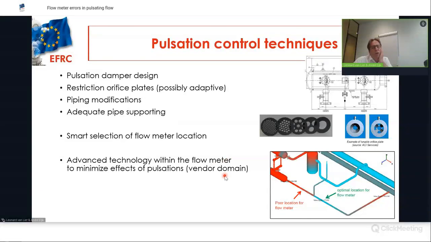So during the design, you can choose optimal locations and avoid suboptimal locations. And in the standard, we gave a few examples of that. So a pulsation study can help to determine optimal locations for flow meters. And finally, but that's more the domain of the vendors of the flow meters, you can use advanced technology or signal processing within the flow meter to minimize the effect of pulsations.